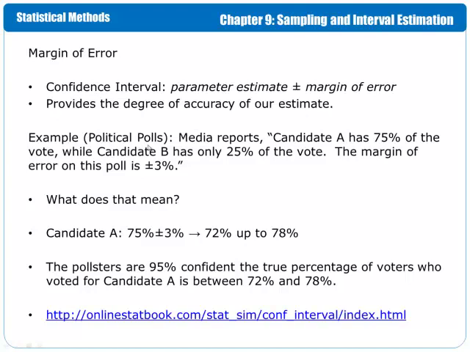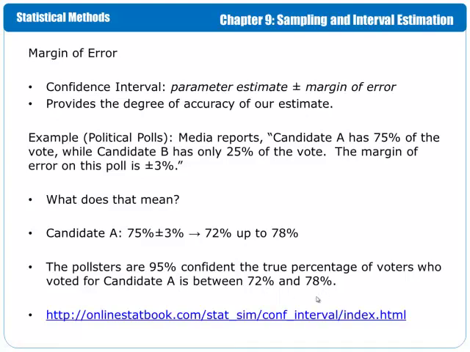So, for example, with political polls, the media might report that candidate A has 75% of the vote, while candidate B has only 25% of the vote. The margin of error on this poll is 3%. What does that exactly mean? Well, it means that candidate A of 75% plus or minus 3% could have as low as 72% of the vote or as high as 78% of the vote. They're not really sure because all of the votes have yet to be counted. The pollsters are 95% confident the true percentage of the voters who voted for candidate A is between 72% and 78%.